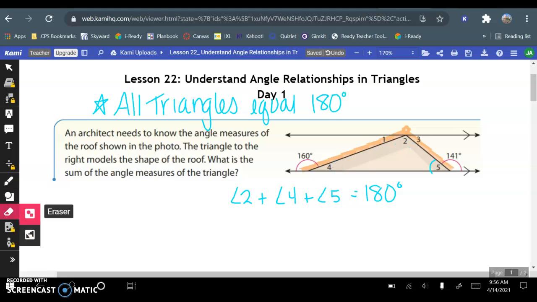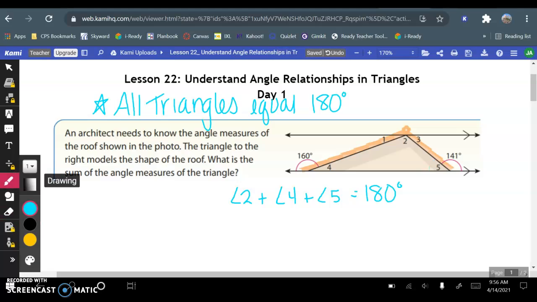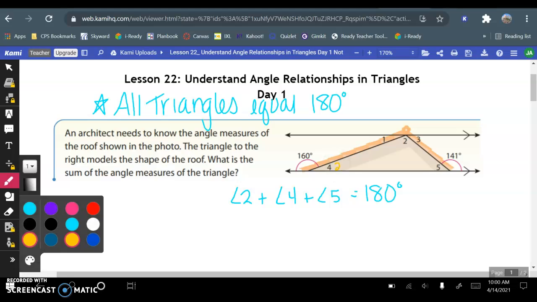So if I look, next to angle 4, they gave me a 160-degree angle. So that angle added to angle 4 would make 180. So 180 minus 160 would leave me with 20. So angle 4 would be 20 degrees.